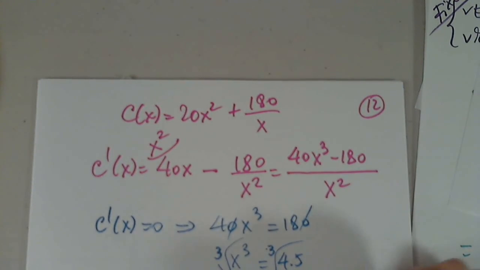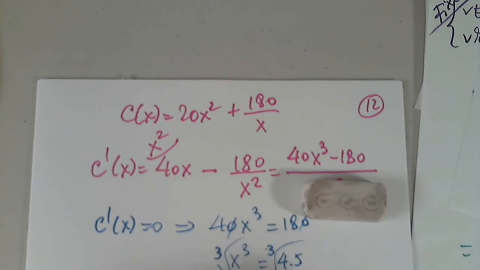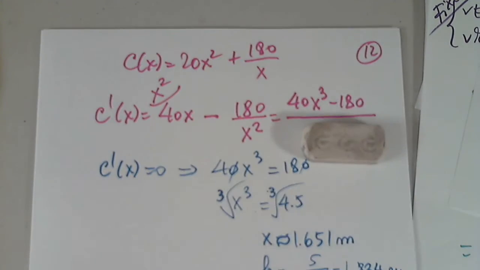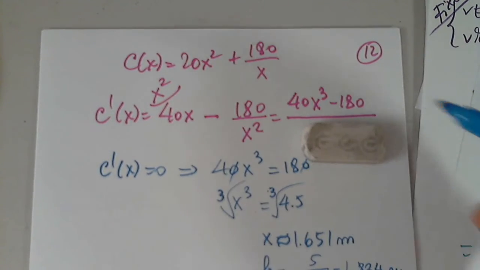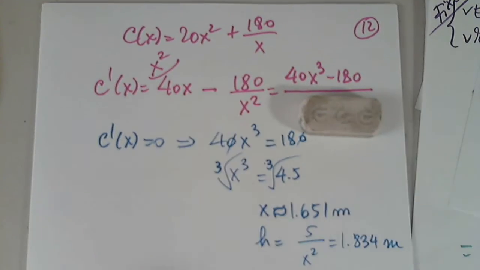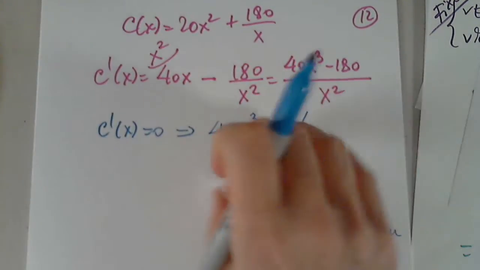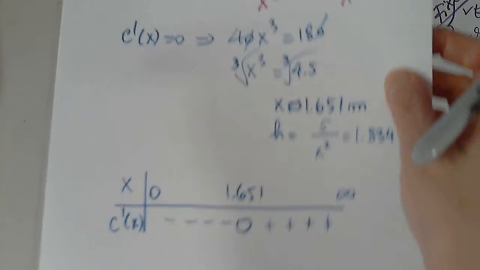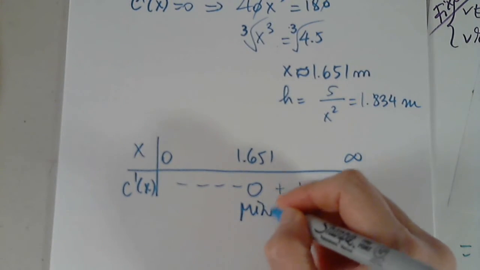The numerator doesn't bother me at all. It's always positive. I'm not going to even waste my time. So when I plug a number to the left, I get negative. When I plug a number to the right, like 10, obviously I get positive. That is good enough for me. I check my work. This must be a minimum.